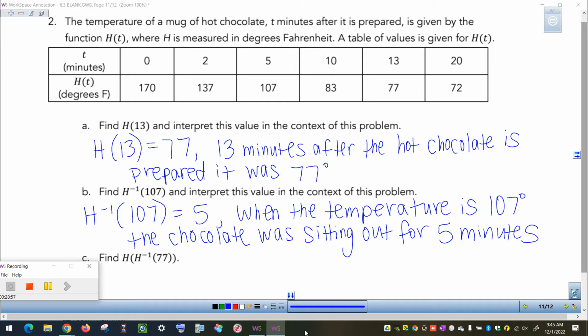So we're given some information about how many minutes it has been sitting out and the degrees Fahrenheit. And we're seeing that this makes sense. The longer it sits out, the more it's going to cool down. That temperature is going to decrease.